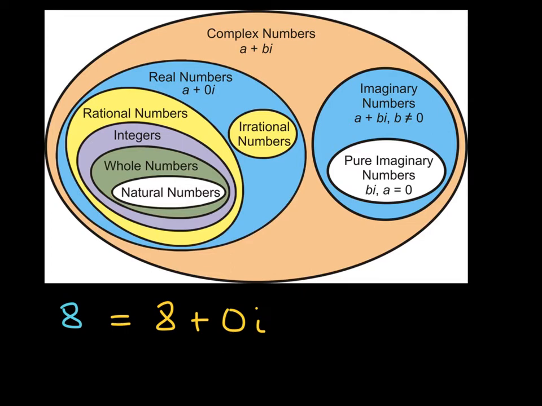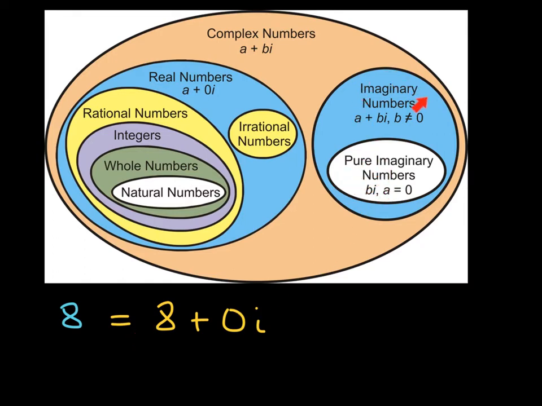So, can you call this number 8 pure imaginary? No, you can't call it pure imaginary because in order for it to be pure imaginary, the real part would have to be 0, and the real part is not. The real part is 8. So it's not pure imaginary.